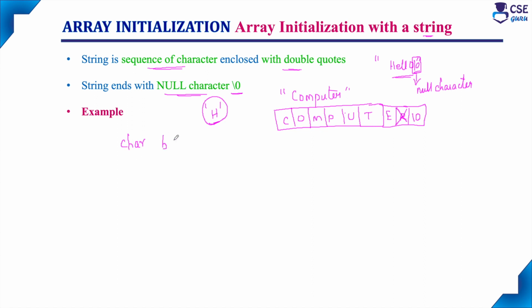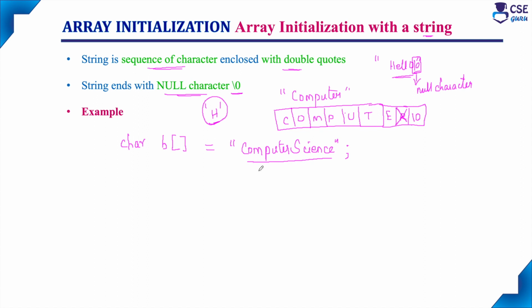So char, then the array name with empty brackets. If you give an empty size, whatever size we require, automatically it will be allocated along with the null character, since we have not specified the size. So within double quotes, "computer science". For this complete sequence of characters, how many memory spaces are required? That many memory spaces will be allocated, plus one extra space to store the null character. It should end with a semicolon. So this is initializing the string without size.